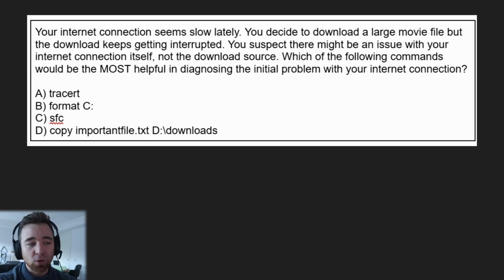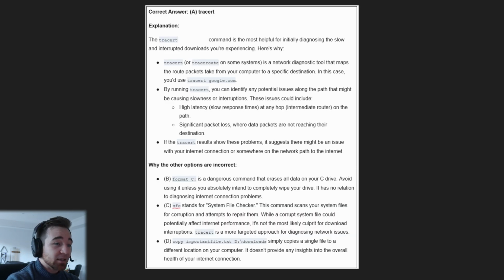You probably do. I'm going to go ahead and get straight to the answer, but please pause the video if you need to. Answer coming right about now. The answer to that question is A. Tracert, or traceroute, as you would generally pronounce it. As stated here, the traceroute command is the most helpful for initially diagnosing the slow and interrupted downloads you're experiencing, particularly out of these options.